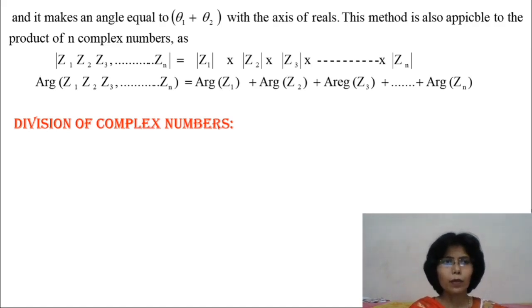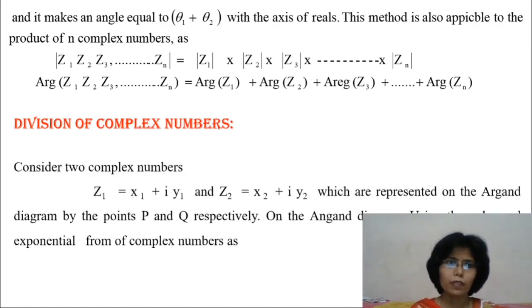Now we'll study the division of complex numbers. Consider the two complex numbers Z1 and Z2. Z1 is given as X1 plus iY1 and Z2 is given as X2 plus iY2, which are represented on the Argand diagram by the points P and Q respectively.